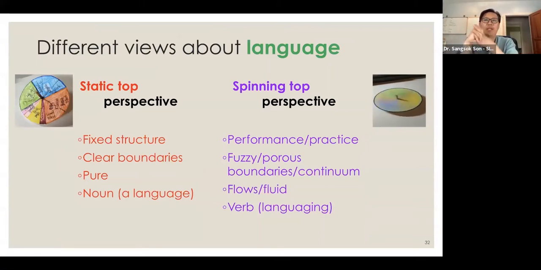The other one is the spinning top perspective. Language is performance, practice, with fuzzy, porous boundaries. So there is always a continuum between languages, and language actually flows. And it is languaging, so the verb, not the noun. So the static top perspective represents this kind of traditional perspective of language, and the spinning top is more like a postmodern view, or like the true language competence of bilingual students.